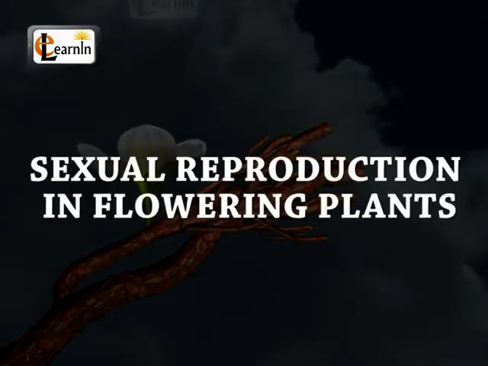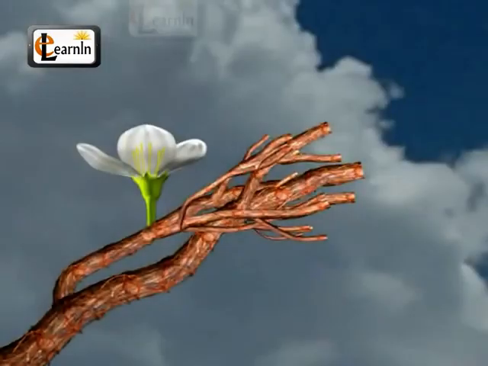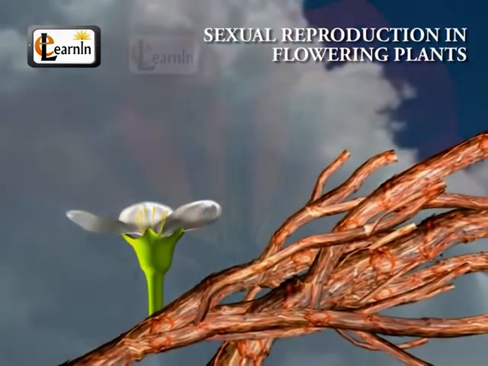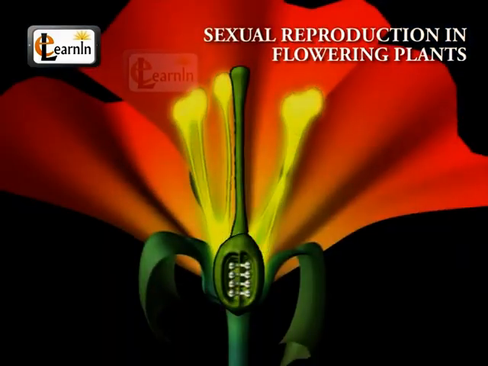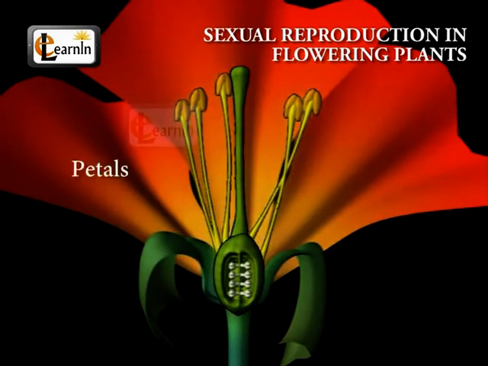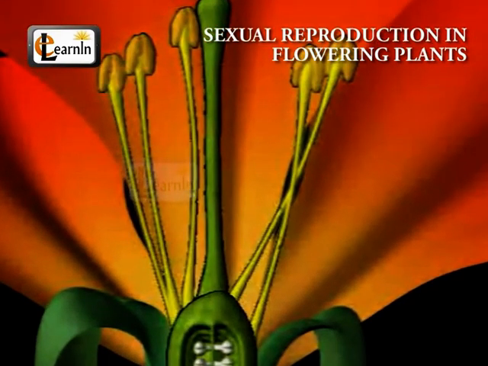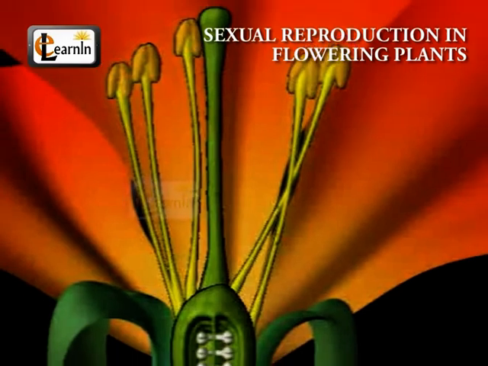Sexual reproduction in flowering plants. In this video, we will understand the sexual reproduction in flowering plants. The reproductive parts of angiosperms are located in the flower. There are different parts of a flower, which include sepals, petals, stamens, and carpels. Stamens and carpels are the reproductive parts of the flower, which contain the germ cells.